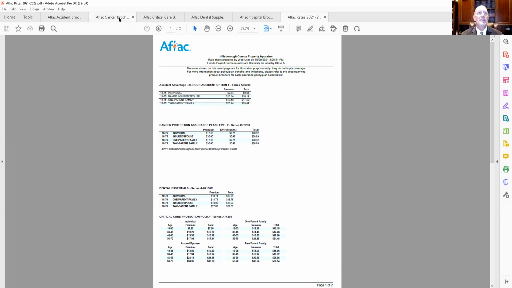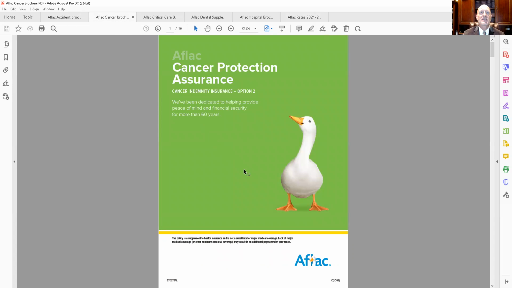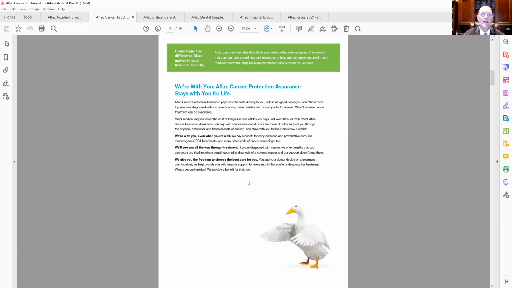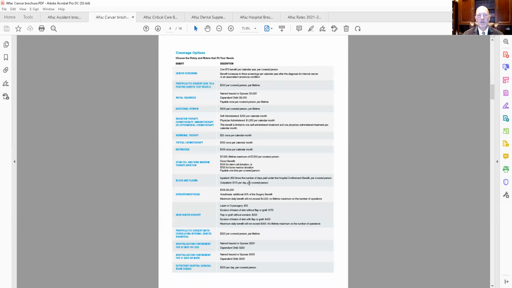All right, the next plan that I'm going to go over is the Aflac cancer insurance. Now, the cancer insurance covers any kind of cancer known to man, internal, skin cancer, all of them. One of the big bonuses of the plan is that it has a cancer screening benefit that pays you $75 per person per calendar year for a cancer screening physical.